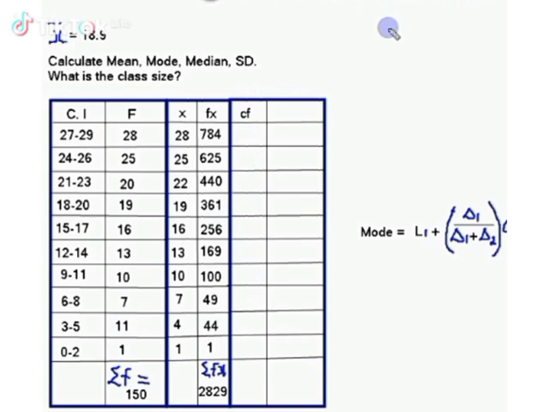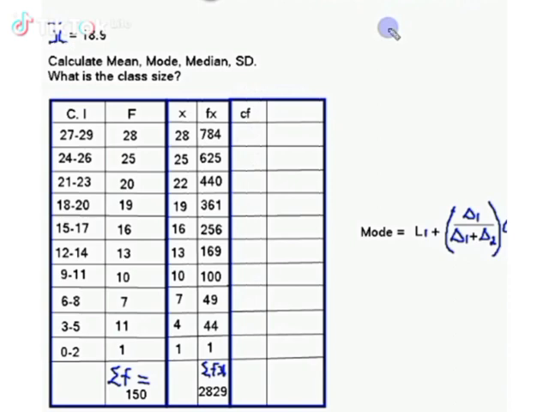For the 0 to 2 class interval, the frequency there is 1. For the 3 to 5 class interval, the frequency there is 11. So to assign cumulative frequency for the first class interval, go to the frequency. What we have there is 1. So 1 plus nothing is 1, and that becomes the cumulative frequency. So the cumulative frequency we'll write is now 1.